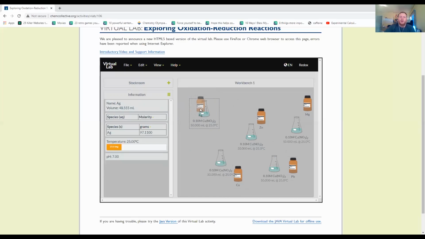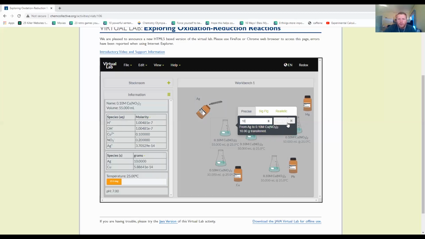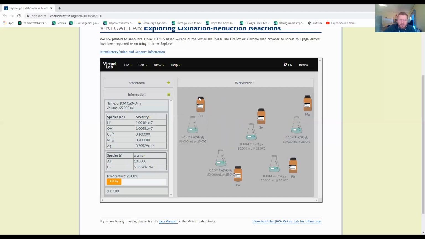Silver, or Ag, is silver. I'm going to hover my silver solution over my copper nitrate, and I'm going to transfer a total of 10 grams. Now, this has the function where you can just select the mass and say pour, okay? And so I poured 10 grams of silver into here.